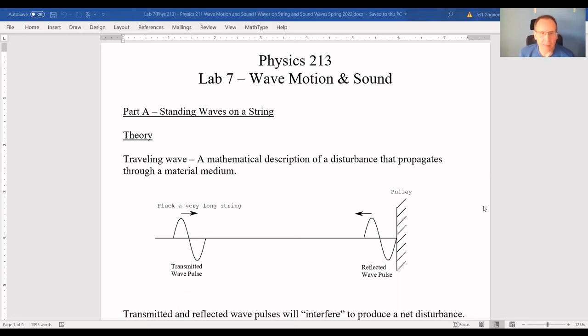So in this lab, we'll be looking at wave motion on a string, basically what are called standing waves in a string. And then we'll also be looking at wave motion in the air, basically the air inside a tube. We're going to use that information to compute the velocity of sound, the speed of sound in the air in the lab room.